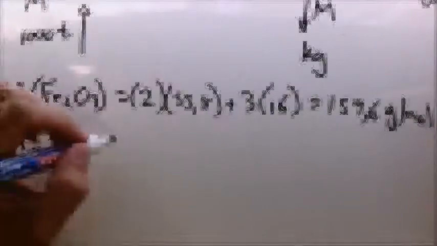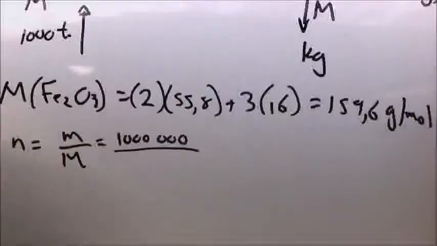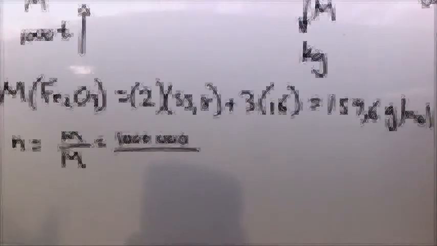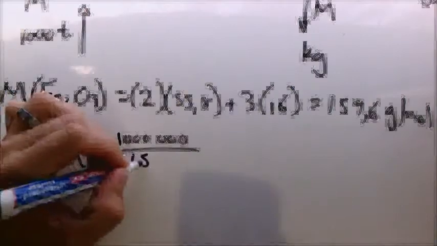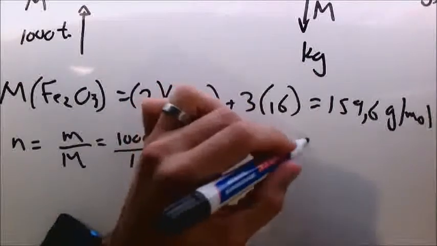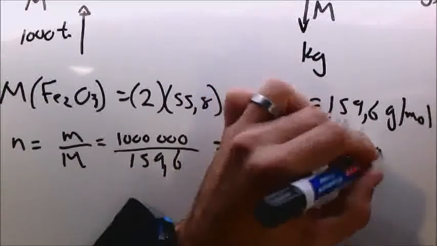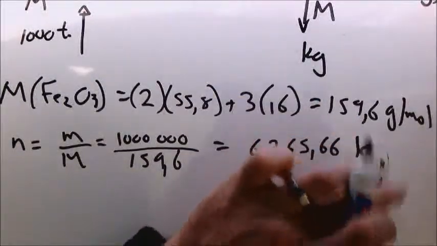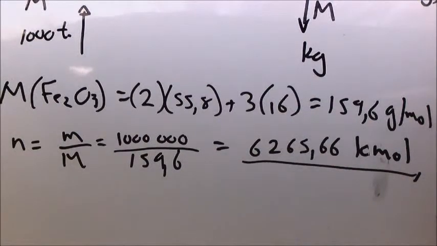That then means that for 1,000 tons, we want moles, so it will be mass divided by molar mass, and I'm going to put 1,000,000 kilograms divided by 159.6, and then we will get 6,265.66 kilomoles. That means 1,000 moles. So that's part of question B now.